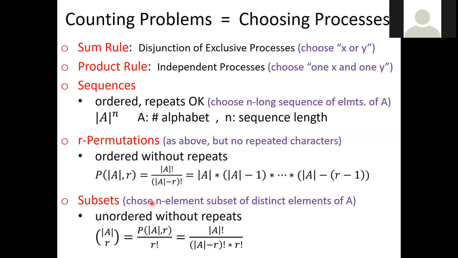And now if you're choosing subsets, so unordered, and again without repeats, well, this was the formula. It's the cardinality of A, choose R. So these are the rules we know. Okay, let's hit some problems with those.